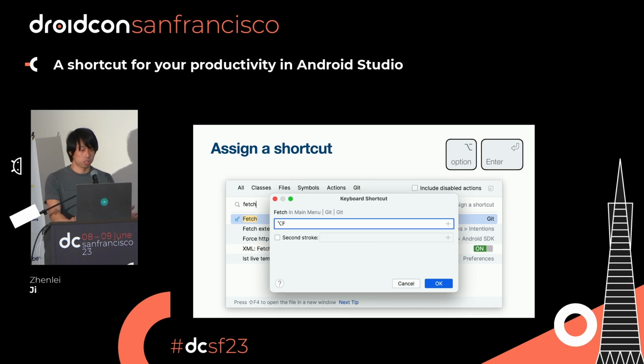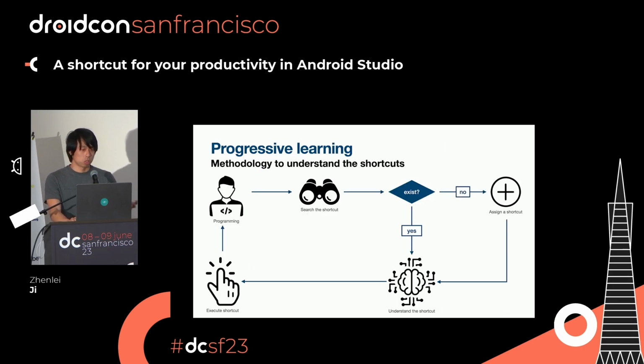So now I can use this shortcut. Cool, let's recap the flow. You are programming, you search for the shortcut using shift command A. If it exists, just understand the shortcut. If it doesn't exist, use option enter to assign the shortcut. These two commands are the most important. If you want to remember shortcuts, just remember these two: how to search and how to create, because searching makes you try to understand the shortcut, and if it doesn't exist, you can create it. Cool.